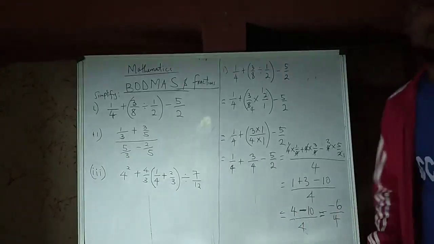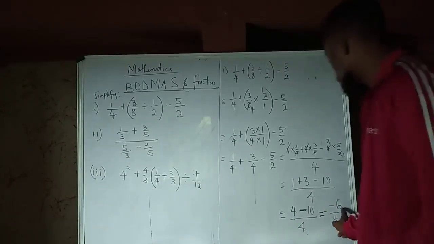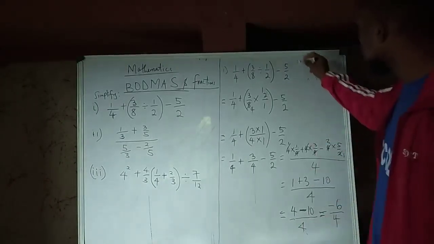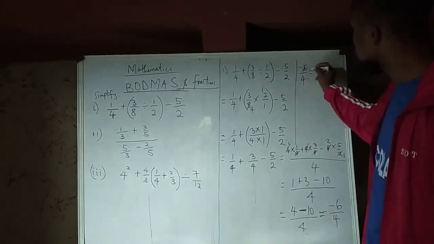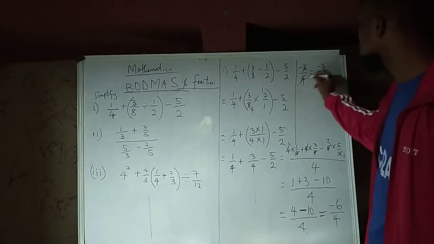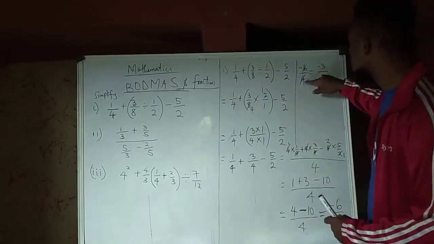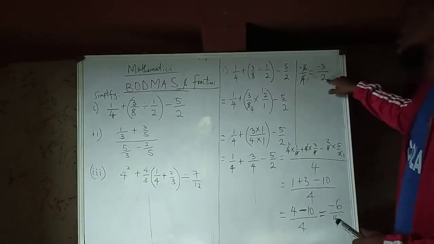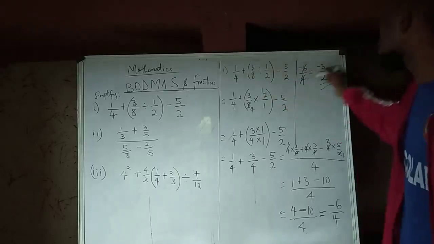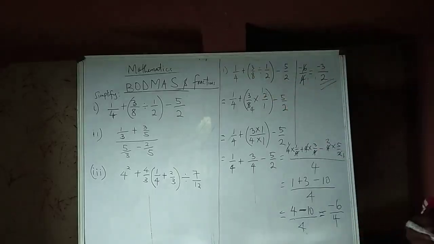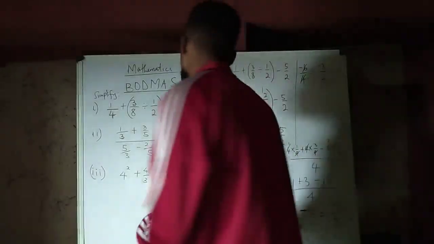This can be reduced. Minus 6 over 4, we can reduce. 2 into minus 6 will be minus 3, and 2 into 4 will be 2. That's 6 divided by 2 is 3, 4 divided by 2 is 2. So our answer from this solution is minus 3 over 2. That's what we have. Okay, so that's how simple that is.